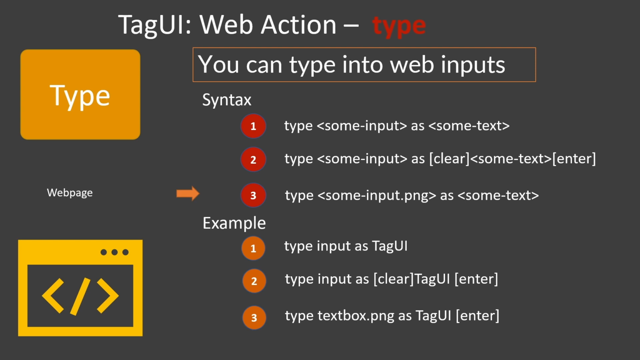In the third option, we could use a text box identification, which is a PNG. It will try to search for the text box, whichever it is. It will enter TagUI and press enter. We'll see all these example combinations in our example.